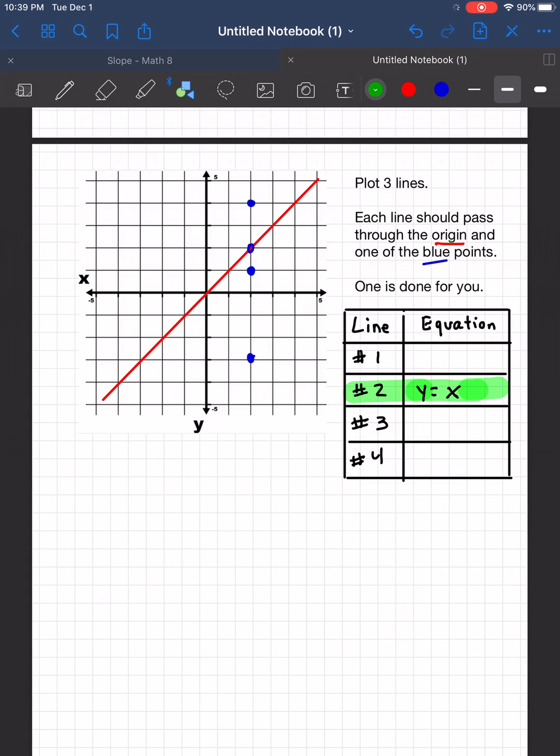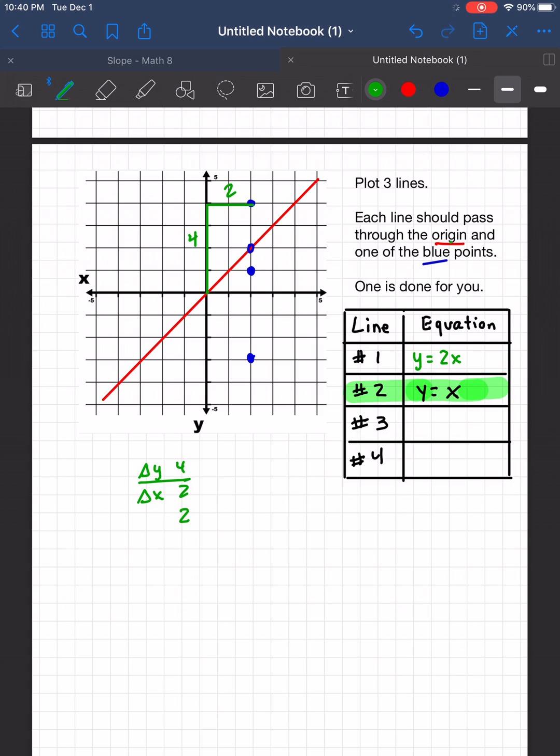If I go to the upper blue point, the one at the very top, from the origin, I have to go up 4, right 2. So my change in y is 4, and my change in x is 2. 4 over 2 is the same thing as 2. And I already know my intercept is 0 because the line has to go through the origin according to the directions. So my equation is going to be y equals 2x.